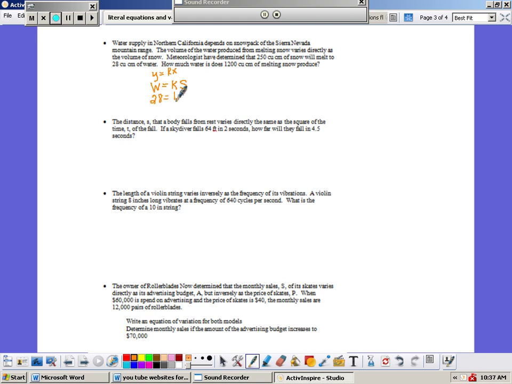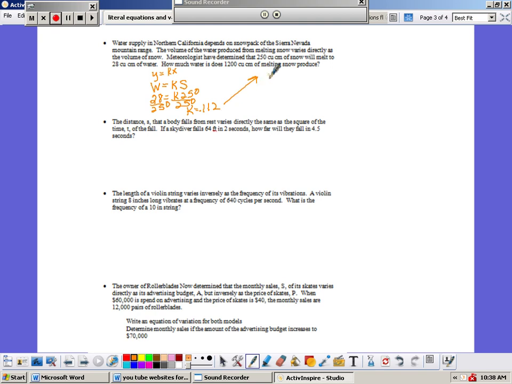So 28 equals K times 25. Divide by 25. So 28 divided by 25, 1.12. K equals 1.12. Oh, wait a minute, I have 250. That might make a big difference, huh? 28 divided by 250, 0.112. So I'll make sure I have my numbers in there, right? 0.112. Okay, so my K is 0.112.